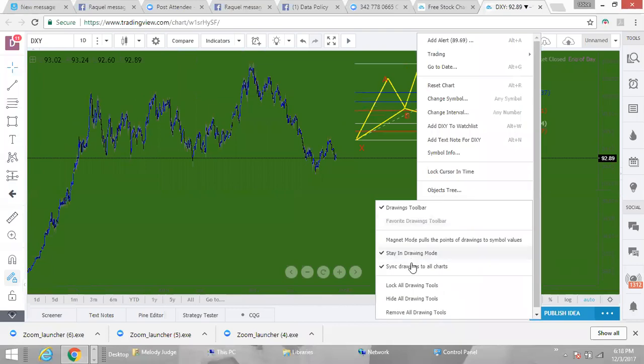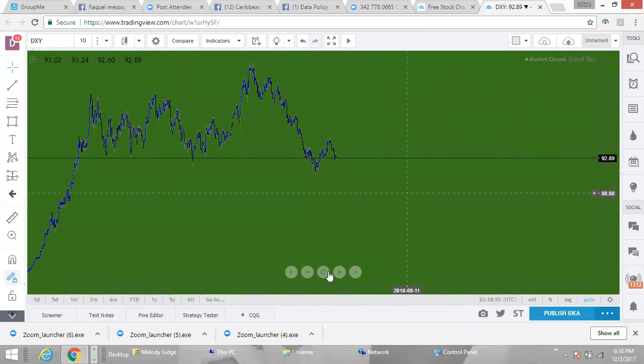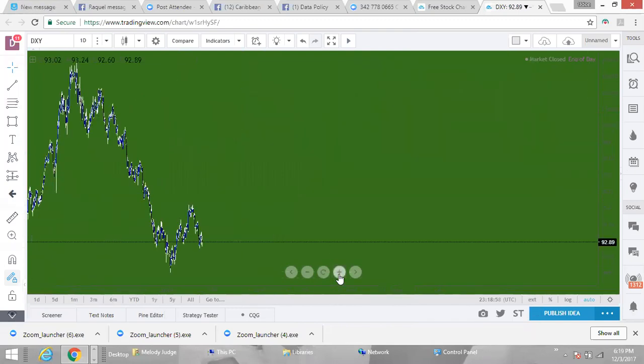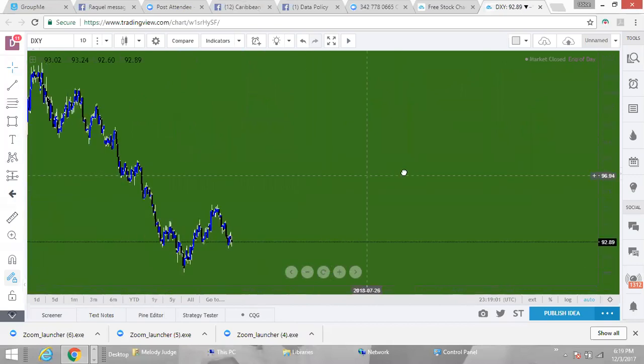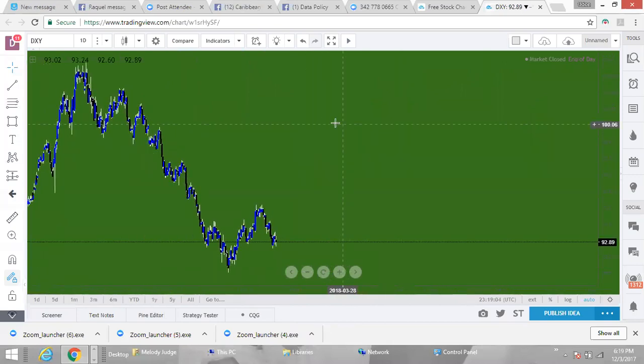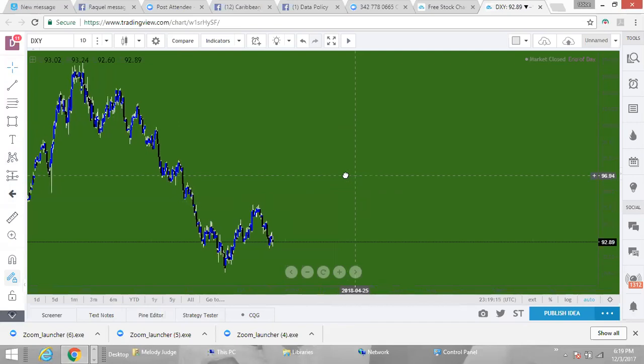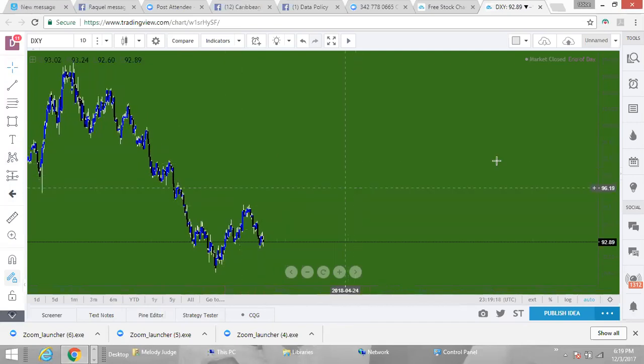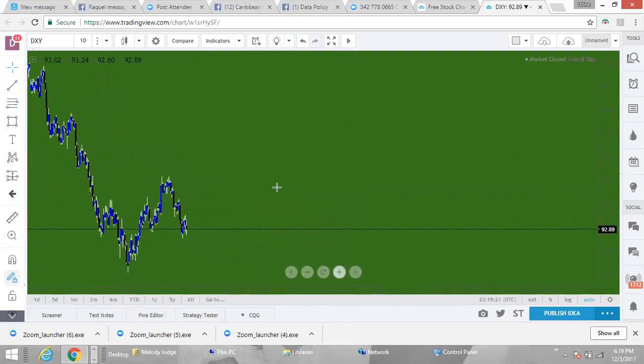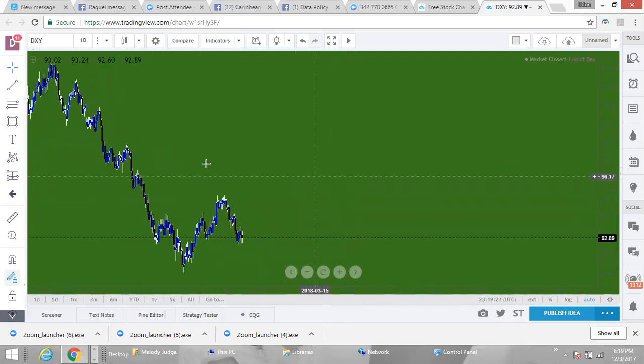All right. Now let's go try to find some Ciphers. We're looking at the DXY, the dollar, on the daily chart. This is actually a Cypher pattern right here, what we're looking at. I don't know if y'all can see it, but we actually have a Cypher pattern right here in front of us. So let's identify it, just like before.